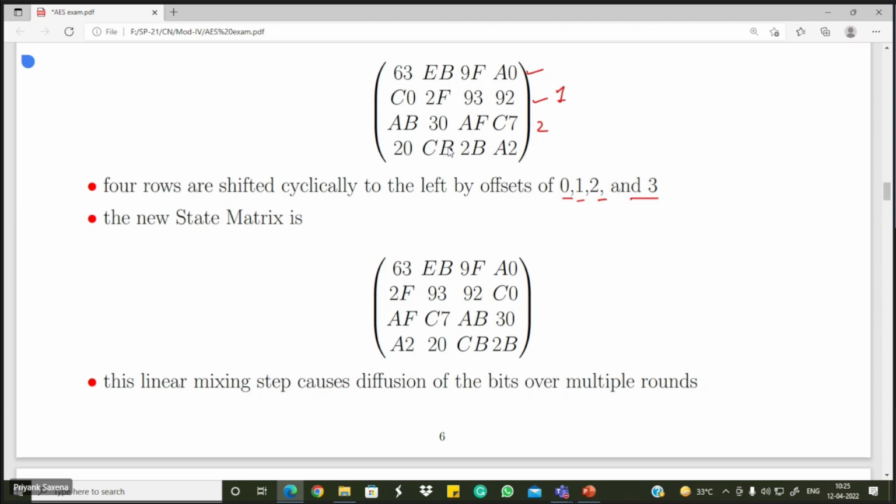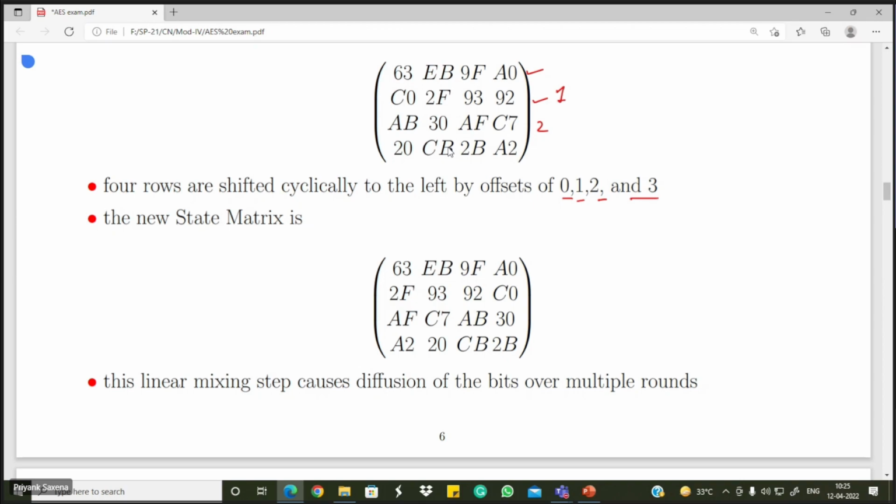So this basically causes diffusion of the bits over multiple rounds, right? So cryptanalysis attacks and other things can be avoided. Then shift row, then mixed columns. So mixed column, basically how do we perform? We multiply this column with a constant, okay, and then we put it.